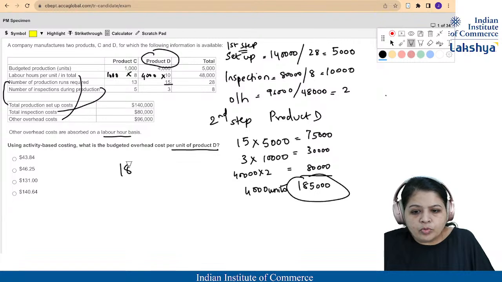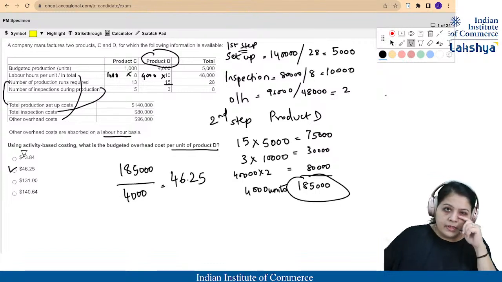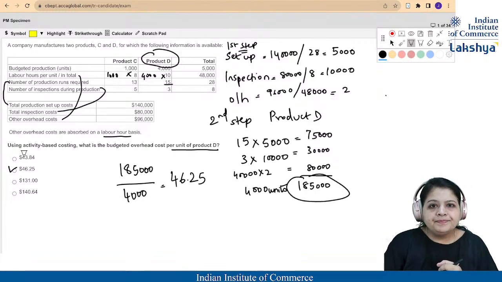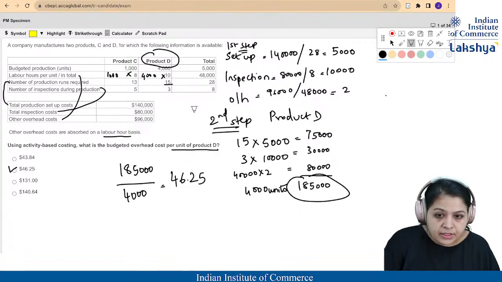So what am I going to do? 1,85,000 divided by 4,000, giving me a value of 46.25. Understood? Yeah, I told you there are a couple of steps here, but the numbers are pretty simple.